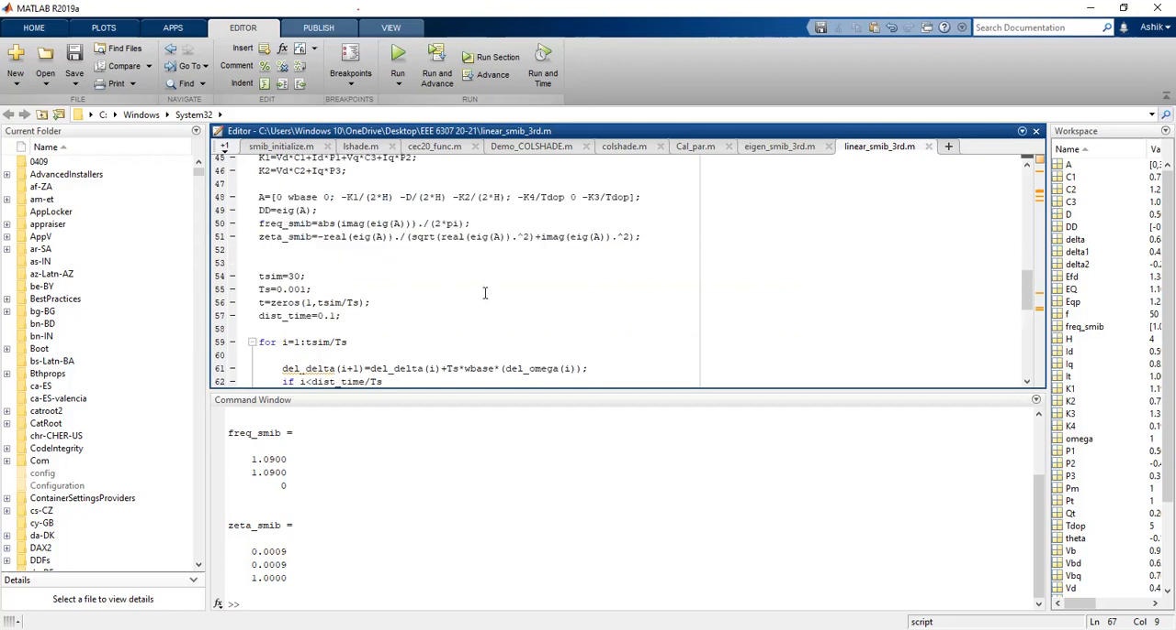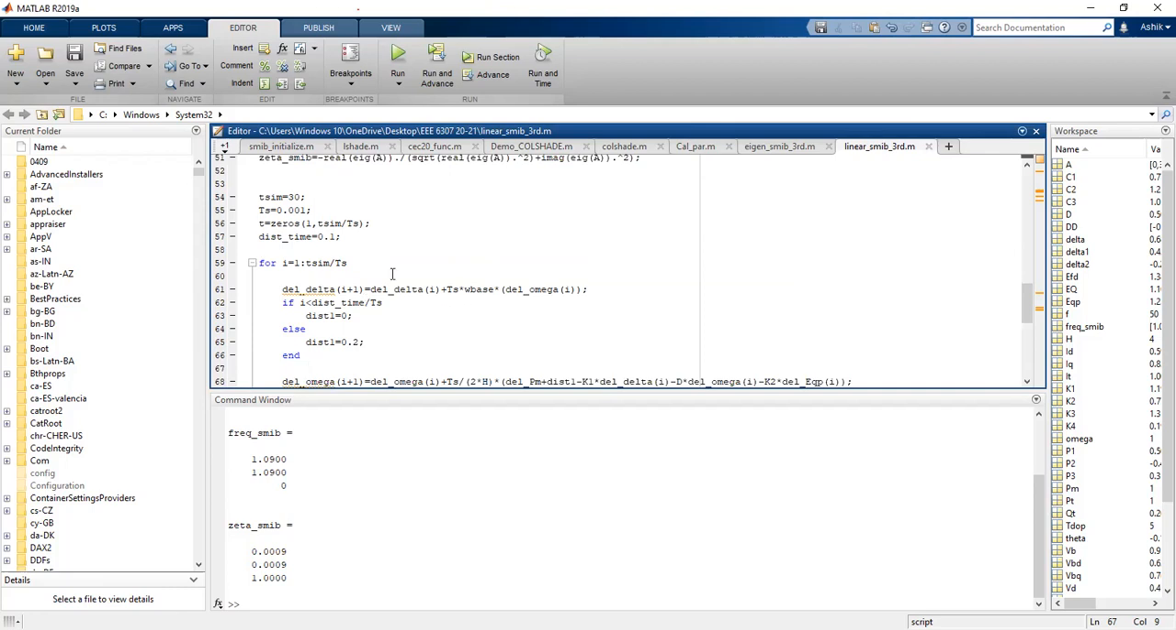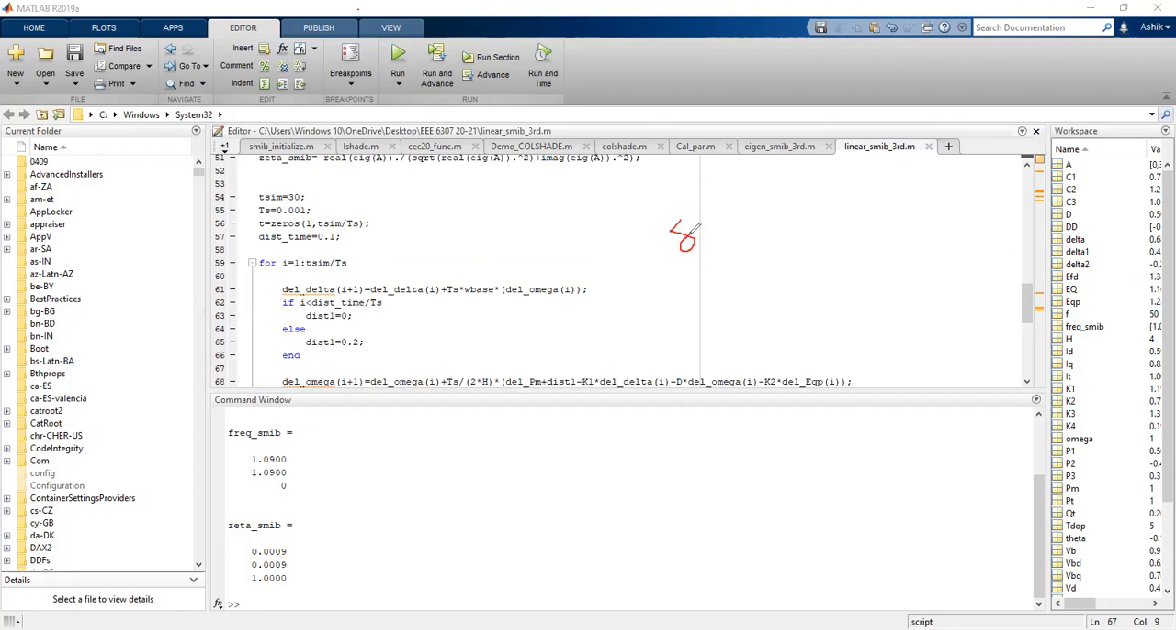Okay, so here our states are now not exactly delta dot or delta. It has been transformed into del delta. In the nonlinear model, it was delta. Now it has become del delta. Then it was omega. Now it has become del omega, and so on. It was EQ dash. Now it has become del EQ dash.